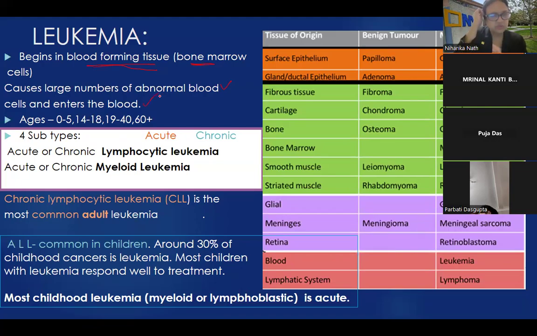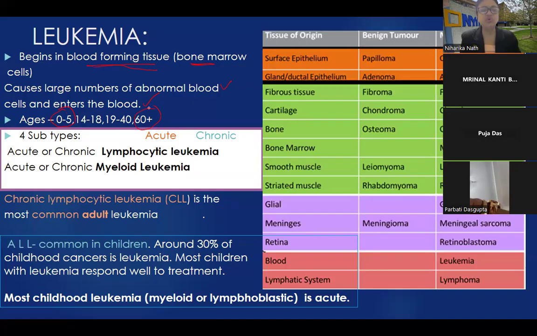And that's your leukemia. It can occur at ages of all types. Very young children, 0 to 5, under the age of 5, can be diagnosed with it. It can be diagnosed in teen years and in adults, all the way up to the age of 60 and beyond.